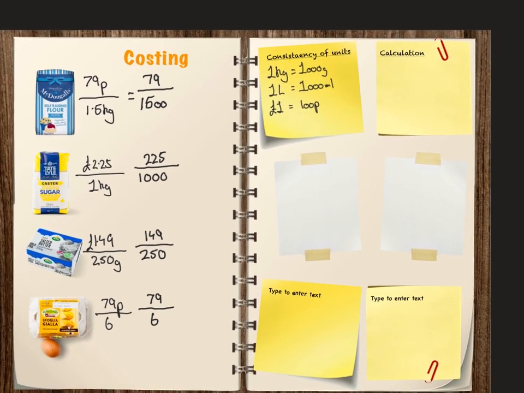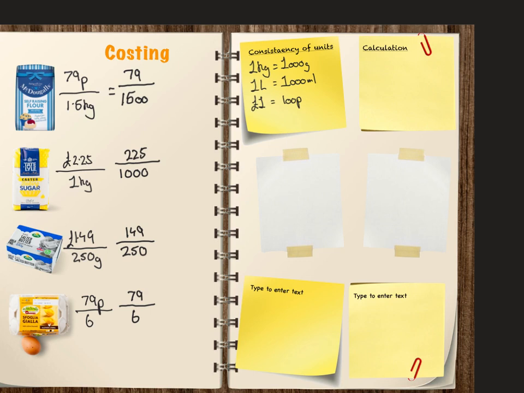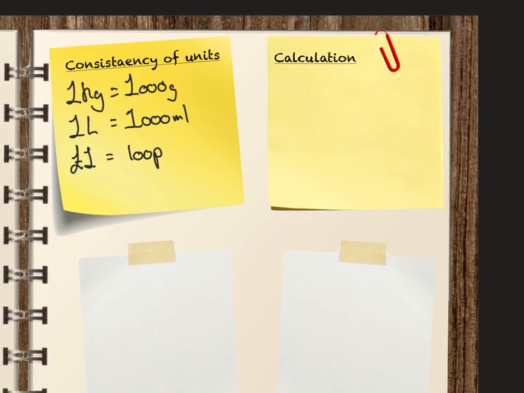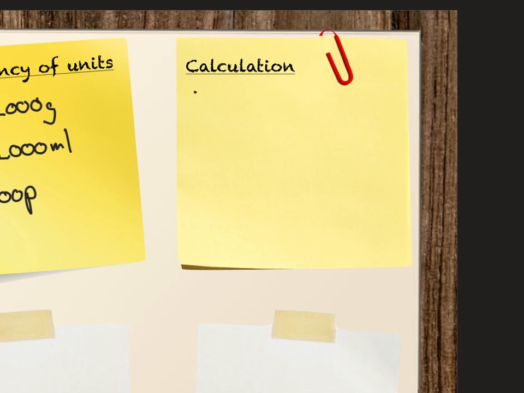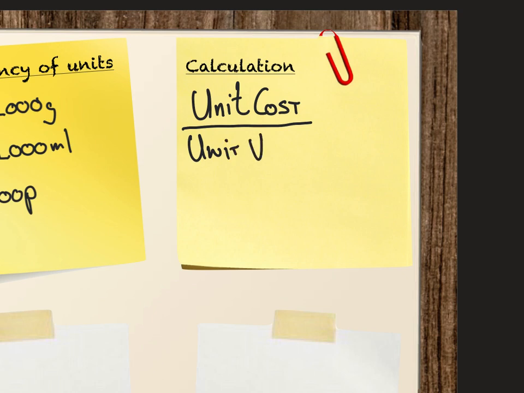Now we're going to take that and do a calculation to work out how much it costs to buy each of the ingredients in order to make 6 of our cupcakes. The calculation we're going to use for that is unit cost, which we divide by unit volume, and we multiply that by volume used, which will equal our cost.